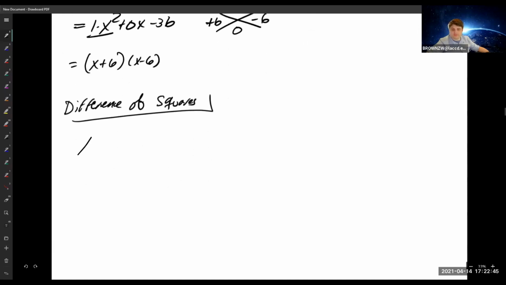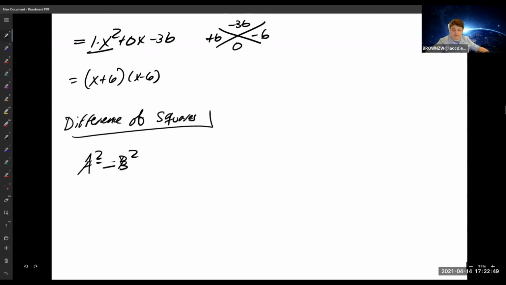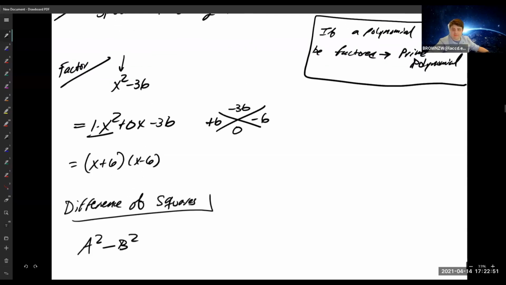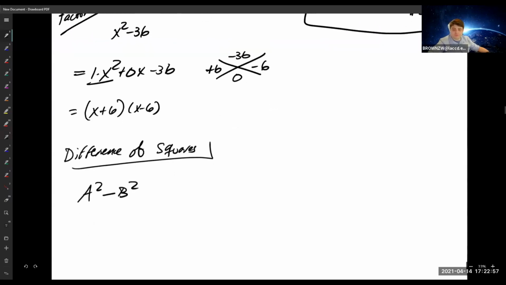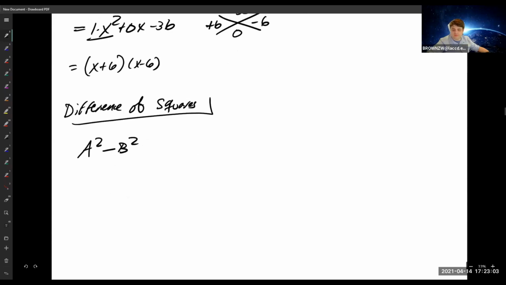Meaning you've got something of the form a squared minus b squared, which is kind of what we had here. This is a perfect square. This is a perfect square. So once again, you can always go through and add the 0 term and do the little diamond here. But if you have something of the form a squared minus b squared, this will factor into a minus b, a plus b.